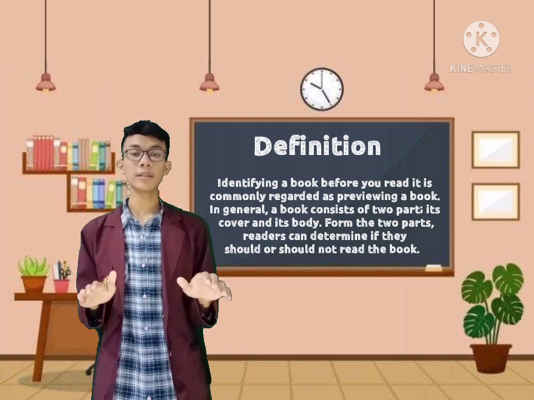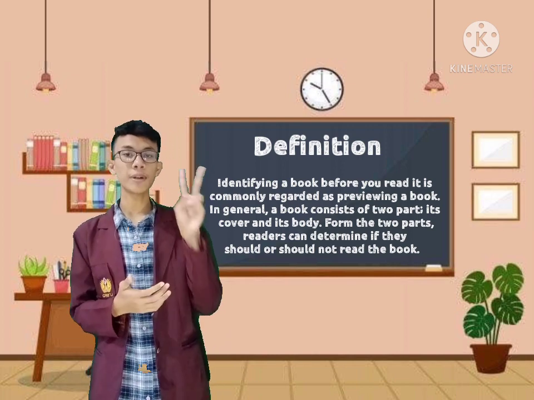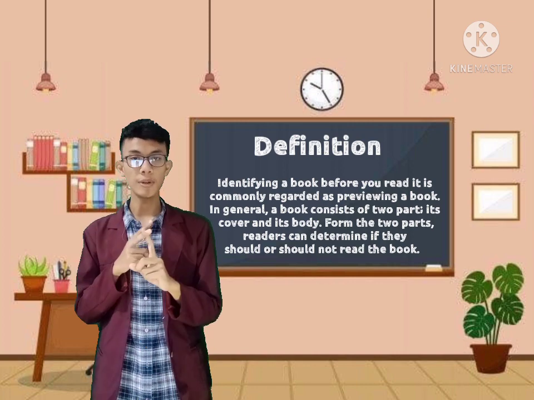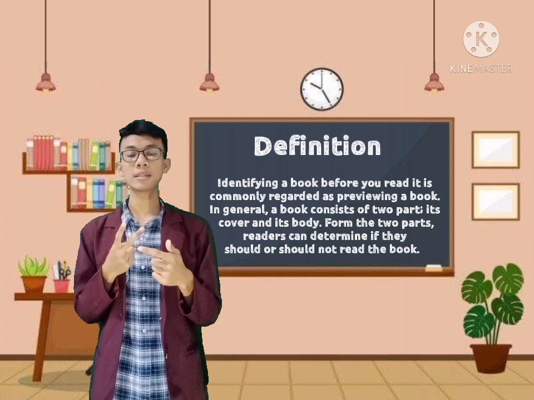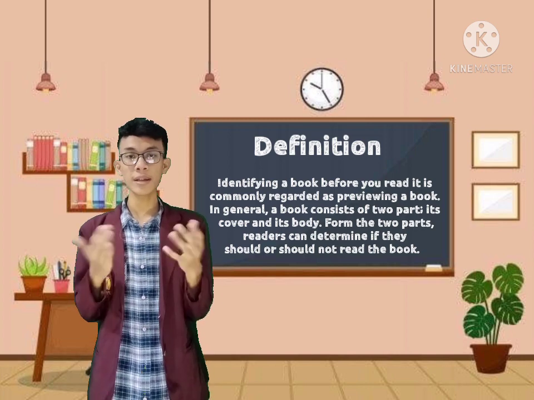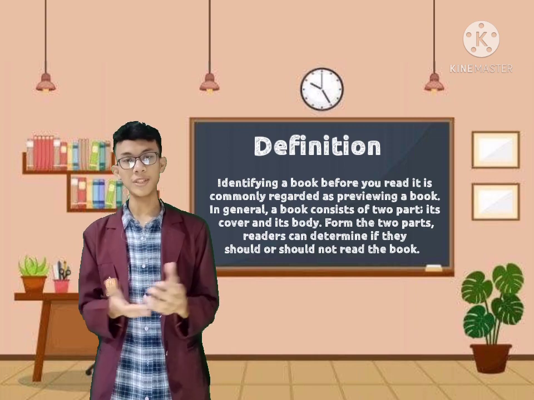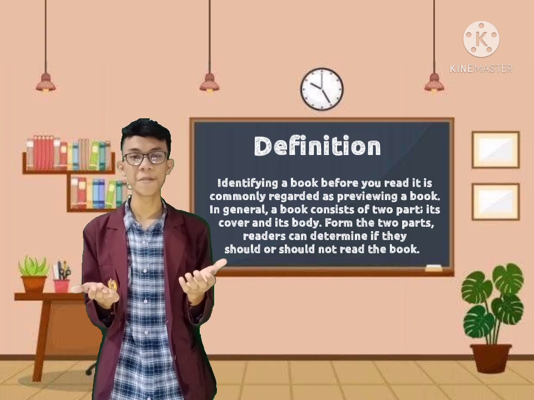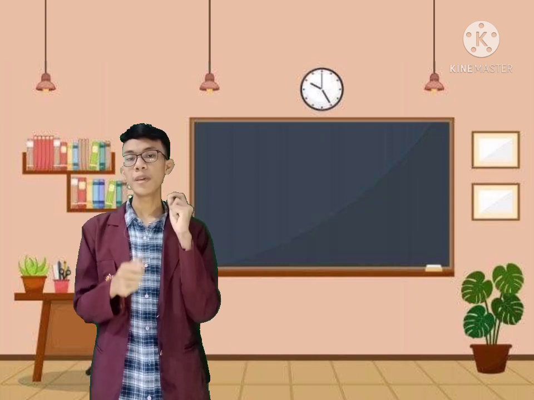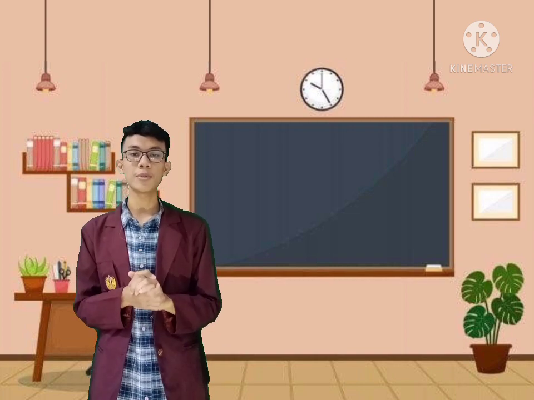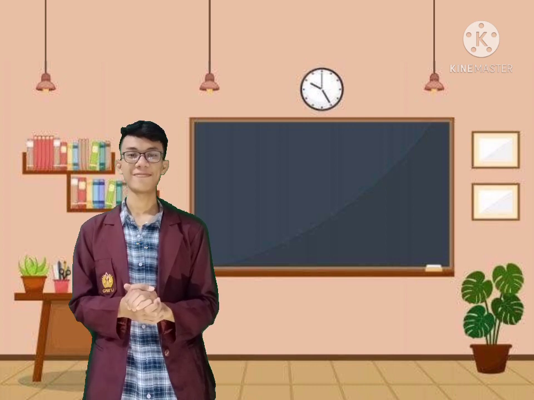In general, a book consists of two parts. The first is the cover and the second one is the body of the book. From these two parts, you as a reader can determine which part you should read to find some information. It's interesting, right? It's an important and beneficial thing you can get after you learn textbook previewing. So with me, let's get started.